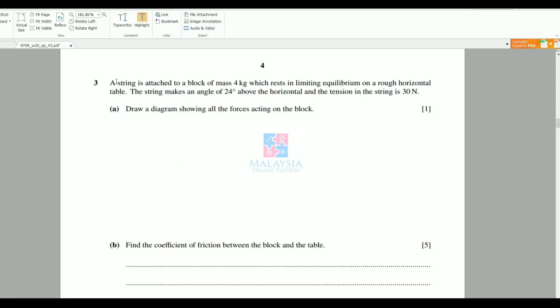Now for question number 3. A string is attached to a block of mass 4 kilograms which rests in limiting equilibrium on a rough horizontal table. The string makes an angle of 24 degrees above the horizontal and the tension in the string is 30 newtons. For part A, draw a diagram showing all the forces acting on the block.